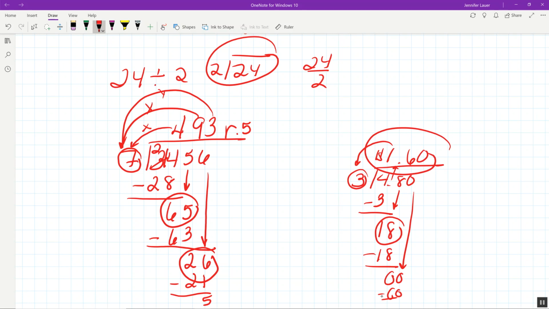Okay, and that's pretty much all we're going to do with review of multiplication and division.